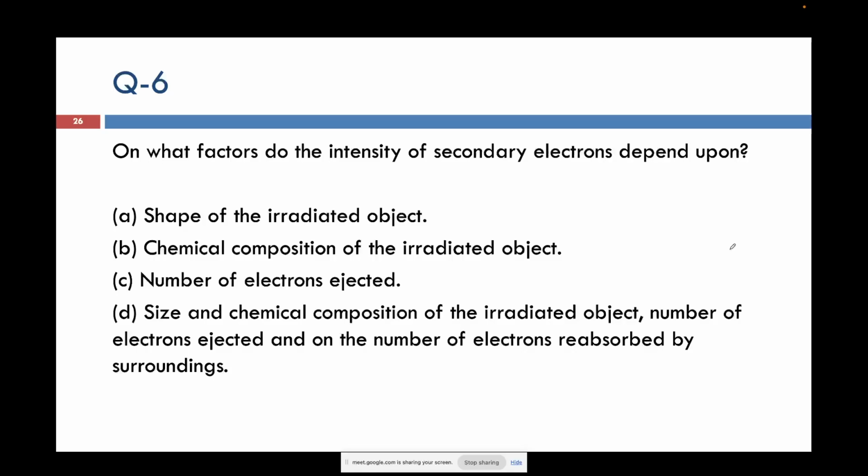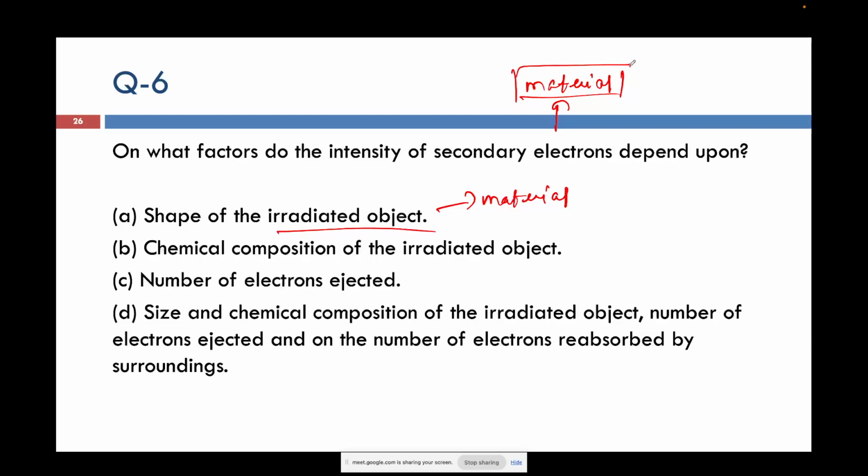Question number 6 is, on what factors does the intensity of secondary electrons depend? First is the shape of the irradiated object. Remember, secondary electrons always come from my material. Mostly secondary electron, there is a different case, but we will not always consider that. If I am talking about secondary electrons, then we are considering that they are coming out of my material. So shape of the irradiated object, option A.